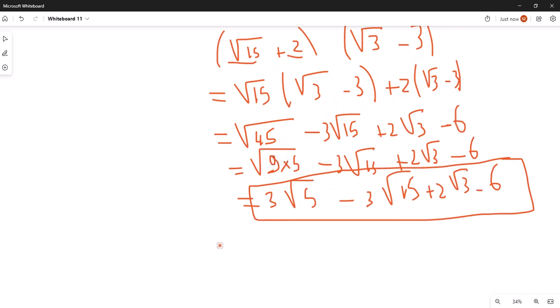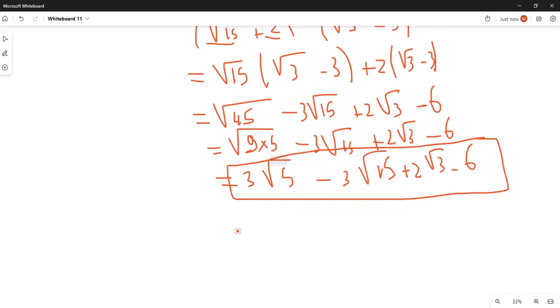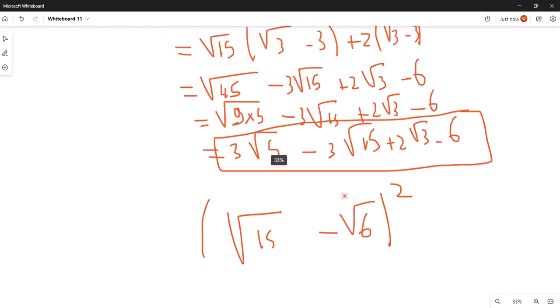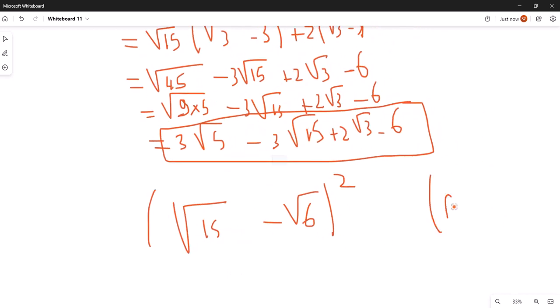Now, what I want from you is to solve this: square root of 15 minus square root of 6, all to the power 2. So here we need to use the (a minus b) to the power 2 identity. Use that to solve it.